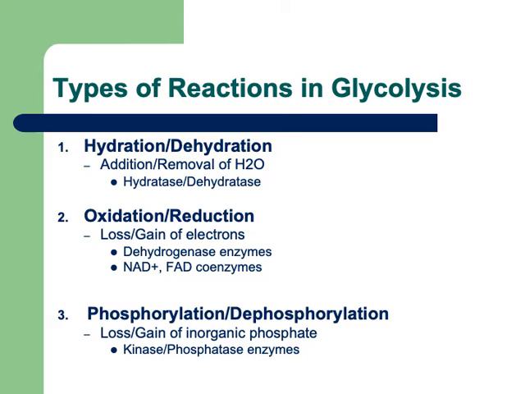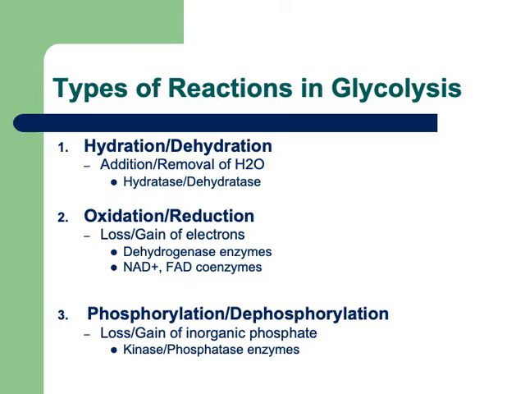The second type of reaction in glycolysis is oxidation or reduction. This is also hydrogenation or dehydrogenation. So we lose or gain electrons, or hydrogens for that matter. So the enzymes are dehydrogenase enzymes for these reactions. NAD plus and FAD are the coenzymes that are required for these reactions.